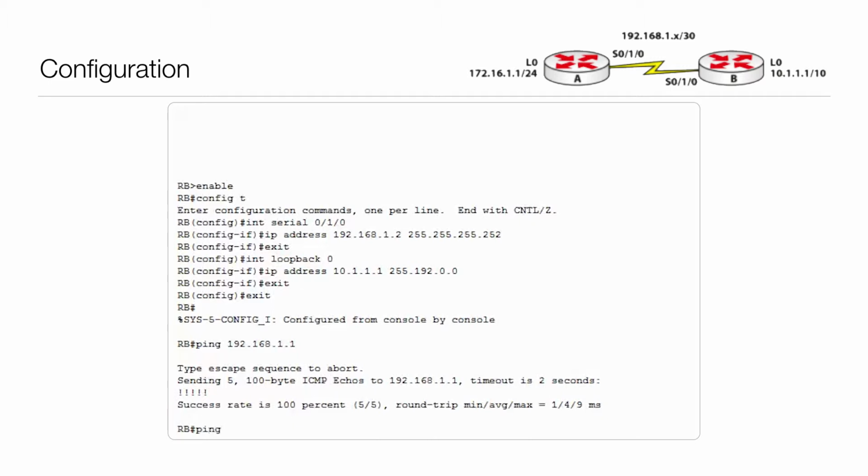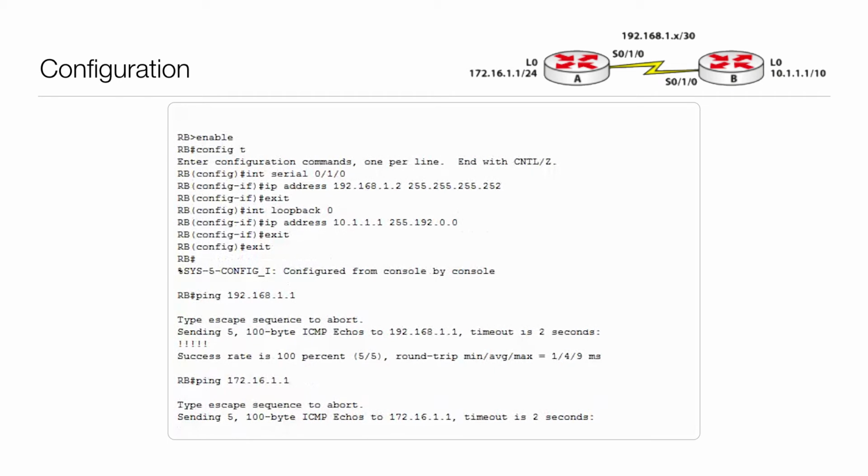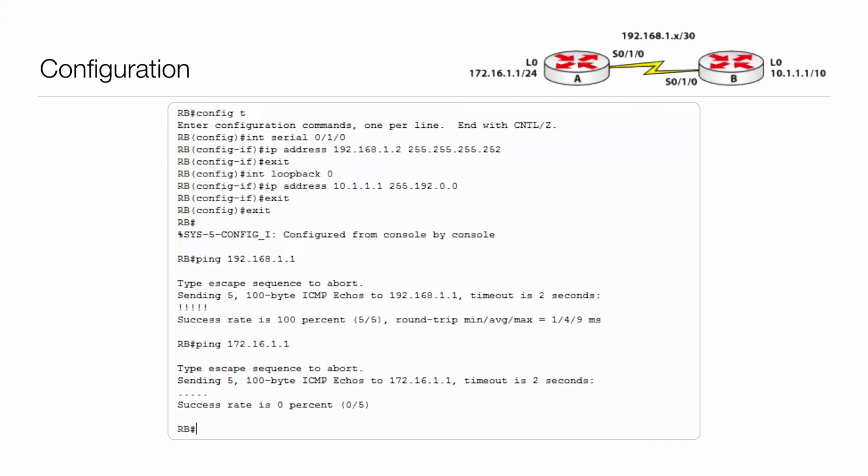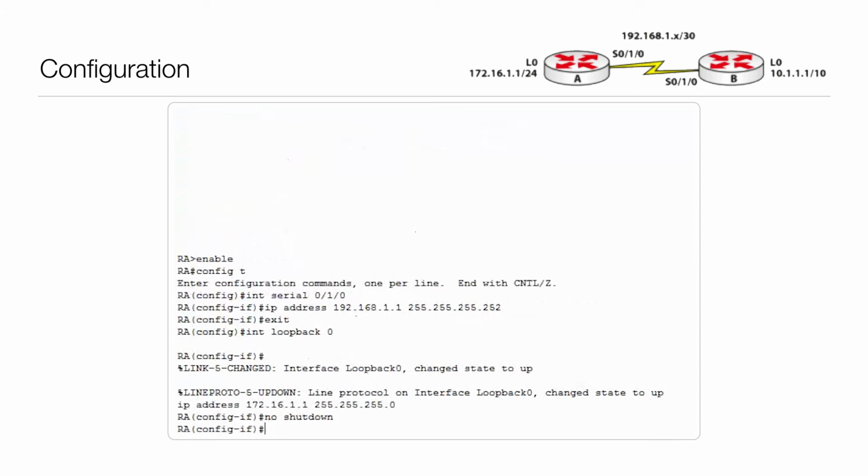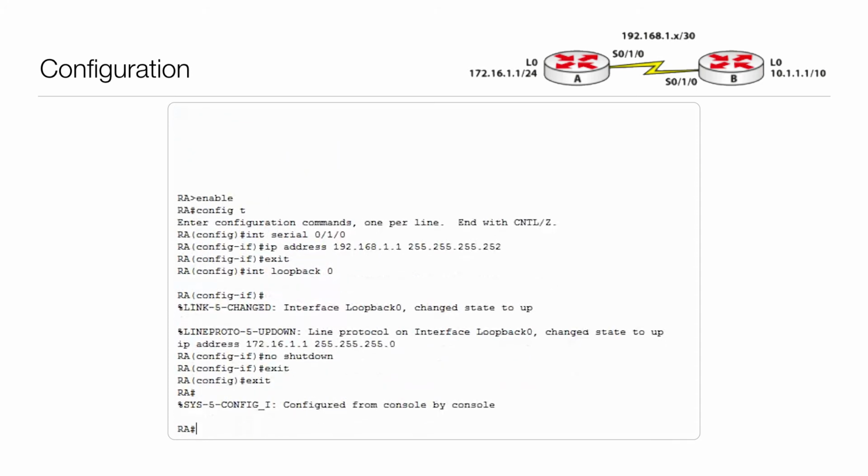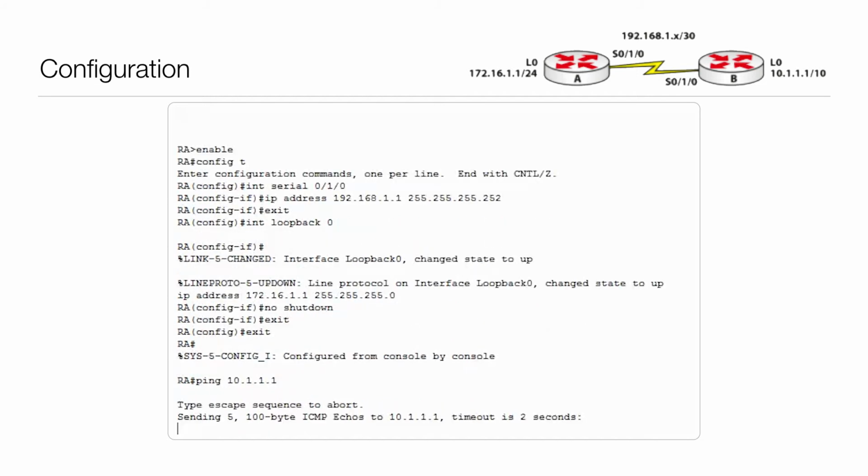So let's try that. 172.16.1.1. And it will eventually time out. So we'll switch back to router A here. And you can see that likewise router A cannot connect to the loopback address on router B.